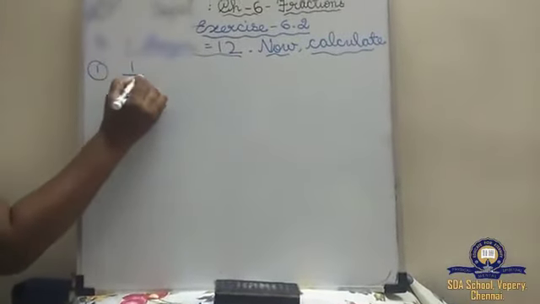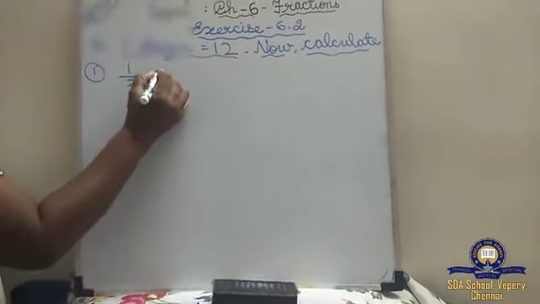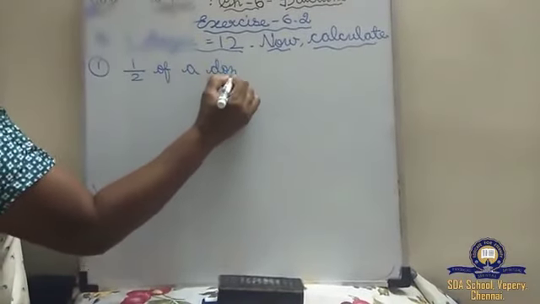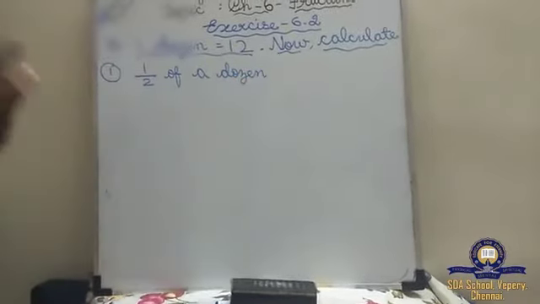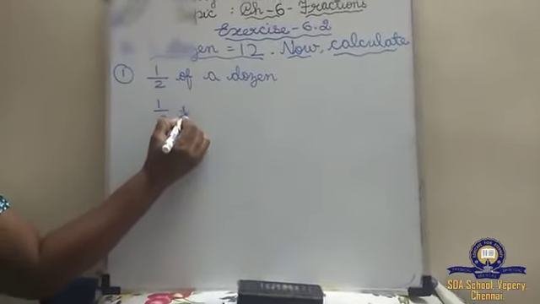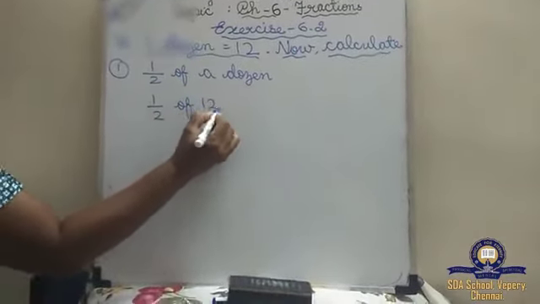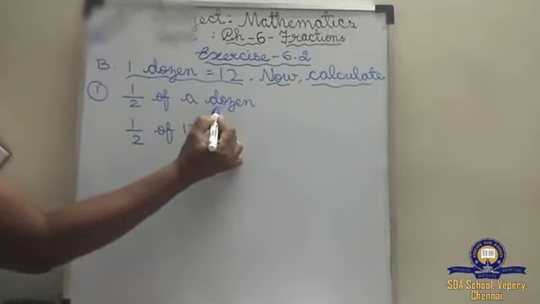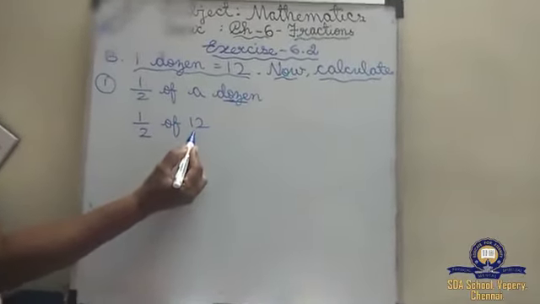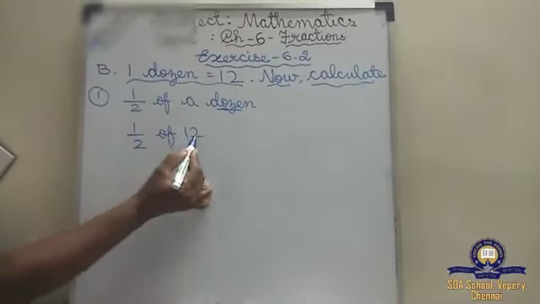See, 1 by 2 of a dozen they have given. So dozen means what, children? 12. So what you have to do? 1 by 2 of 12. Understood, children? See, here they have written dozen. Instead of dozen, what you have to put, children? 12. So 1 by 2 of 12.